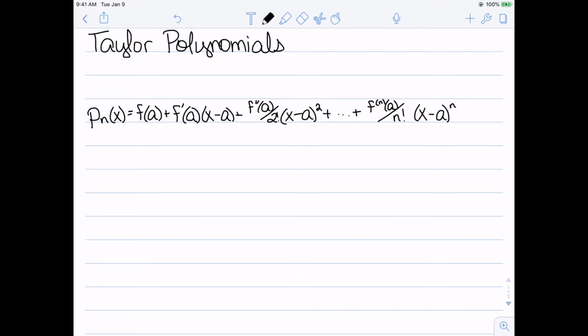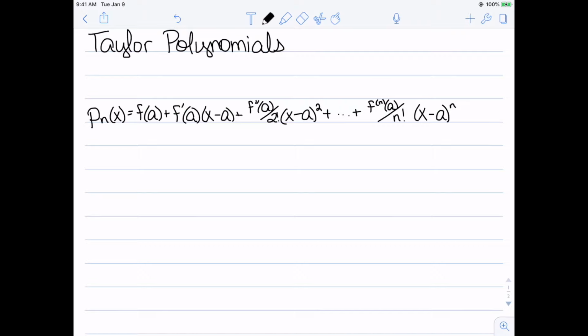For this, p sub n of x, so the nth degree polynomial, is going to be f of a plus f prime of a times x minus a, so the linear approximation. We then have plus the second derivative over 2 factorial times x minus a squared. So that's our quadratic term. Before I just had a denominator of 2, but that's the same thing as 2 factorial.